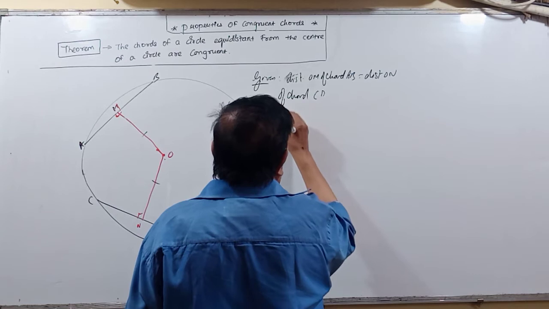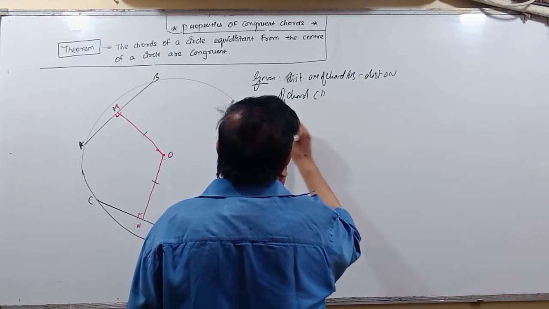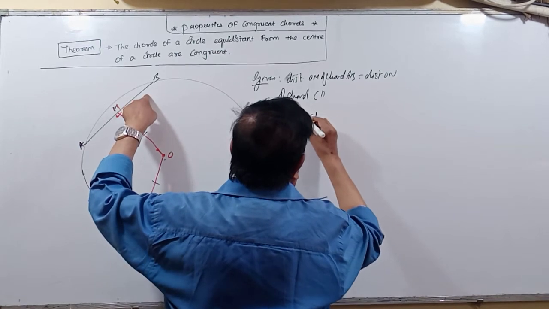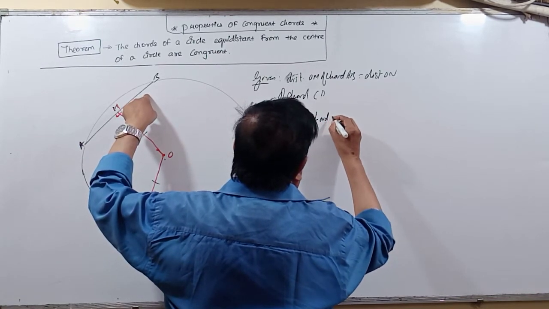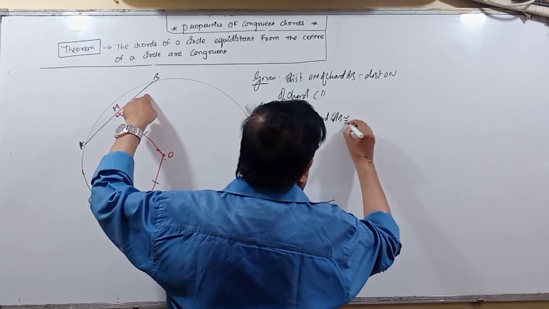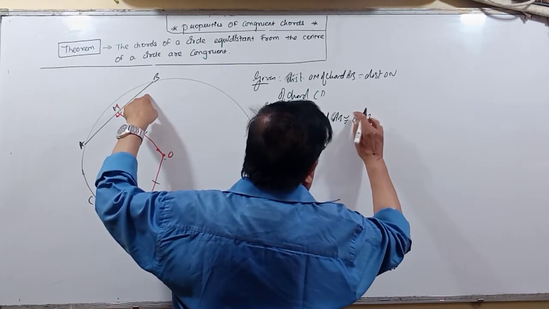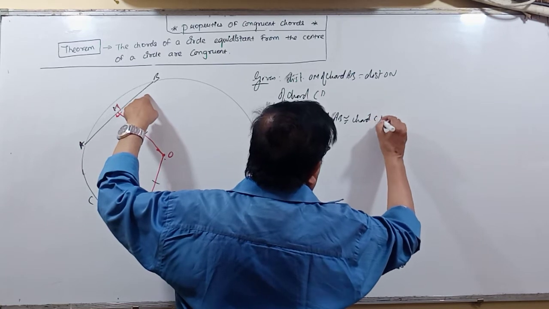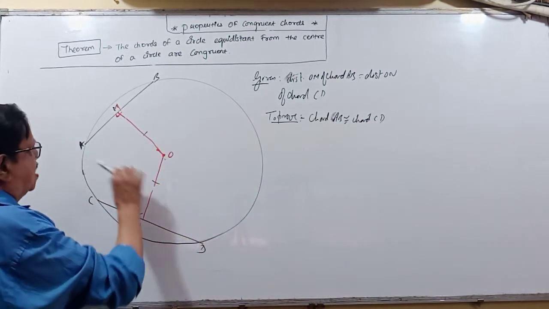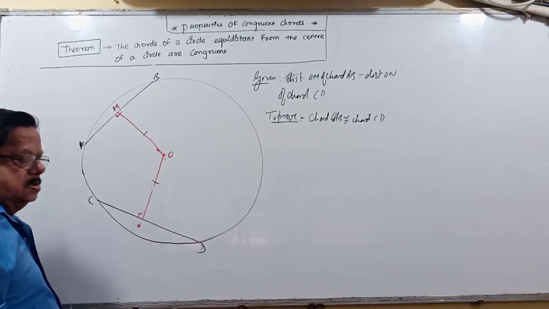To prove: what do we have to prove? Chord AB equals chord CD. They have given that this is equal to this. We are to prove that AB equals CD.